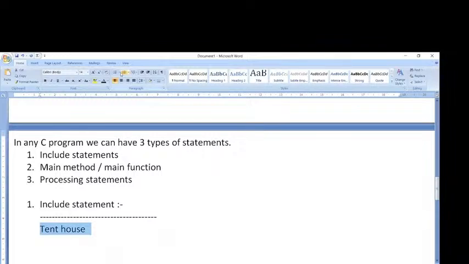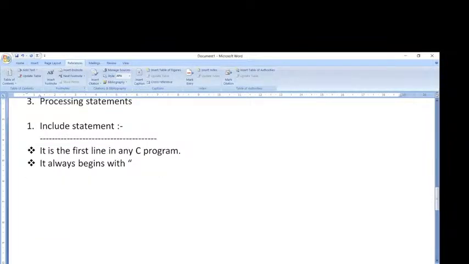It is at the top of the program, which means it is the first line in any C program. #include stdio.h goes at the top of the C program. Right. It always begins with the # symbol.